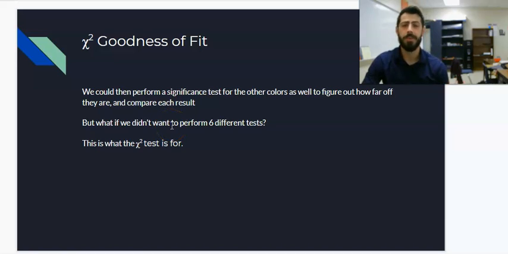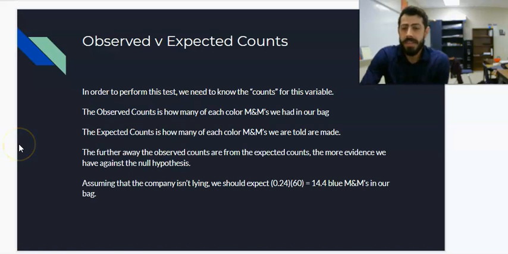So instead, we can use what's called a Chi-Squared test. In order to perform this test, we would need to know the counts for the variables that we're talking about. The observed count would be how many of each color M&M we actually had in our possession, or in each bag. And then the expected counts is how many of each color of M&M we are told are made overall. Now, the further away our observed counts are from the expected counts, the more evidence we have against the null hypothesis. The null hypothesis in this case being that the proportions of M&Ms are what they say they are. So assuming the company isn't lying, we should expect 14.4 blue M&Ms in our bag.